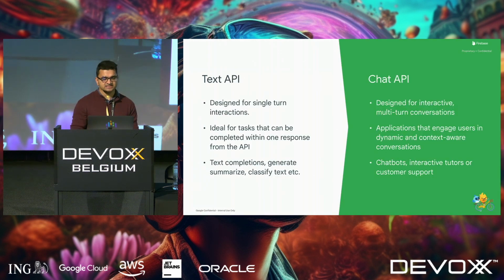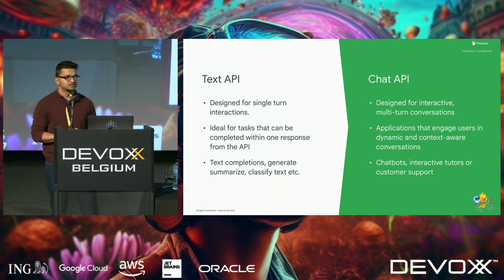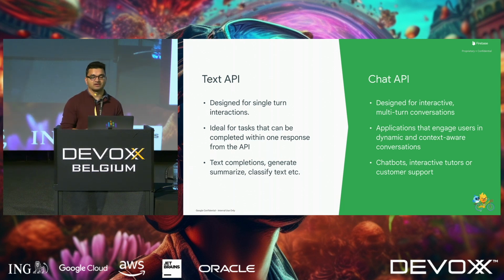So the text API is designed for single-turn applications or interactions. It's ideal for tasks that can be completed within just one round. So for example, in my previous slide, I showed the sentiment classification.